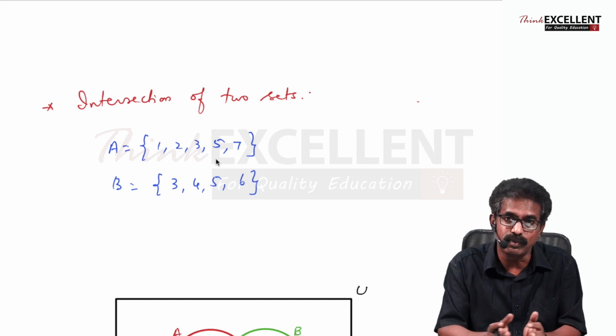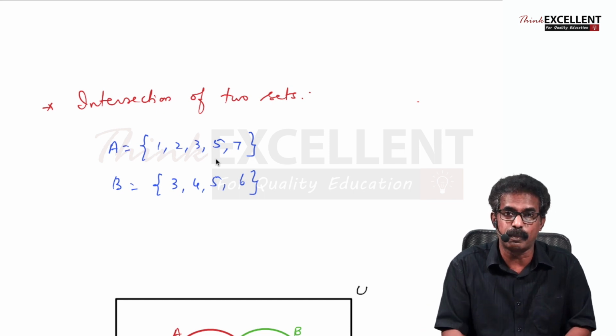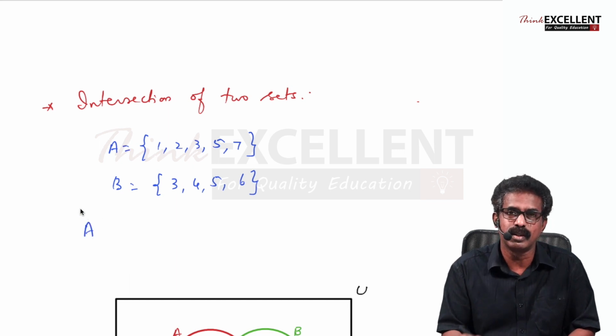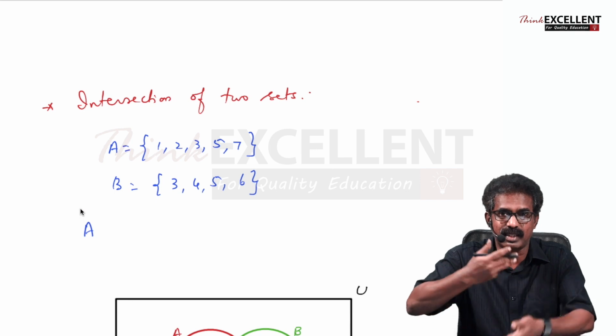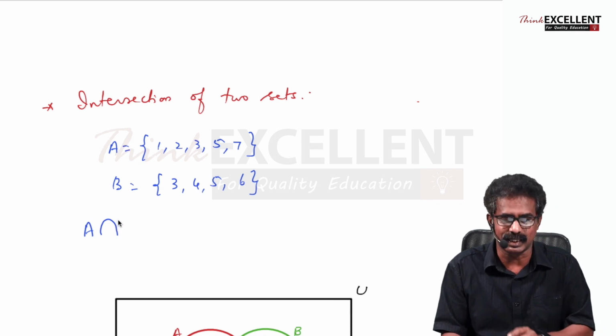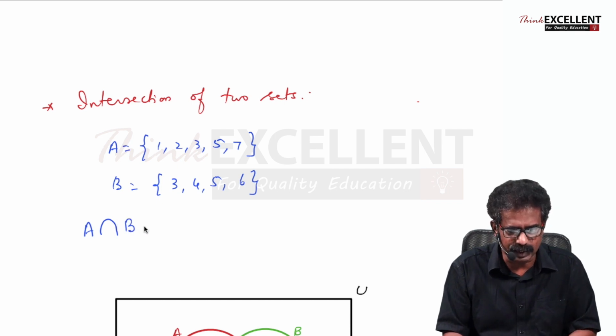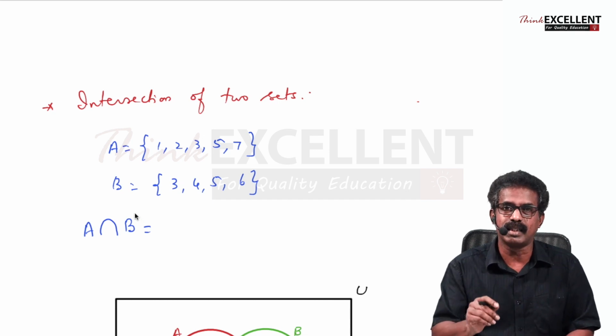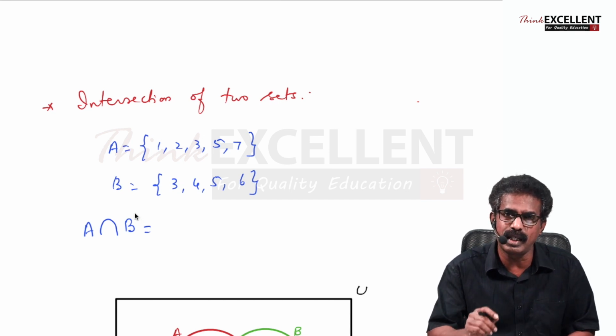Union means you attach all the elements without repetition. Now intersection: the symbol is the union symbol inverted. You read it as A intersection B. How to find A intersection B? You take only the common elements.